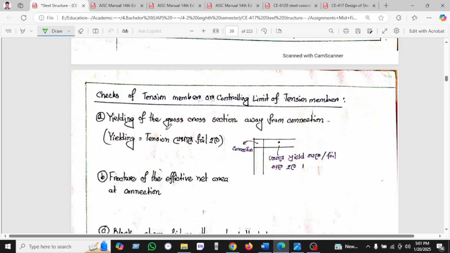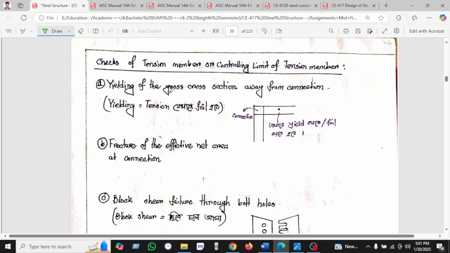To check the tension member, the controlling limits of a tension member are yielding of the gross section and fracture from the connection. We have been seeing yield equals tension, which is where we want the member to fail, because we don't want to fail in the connection, at the joint of the connection in steel structure. In a steel structure, we want to fail the structure away from the connection.